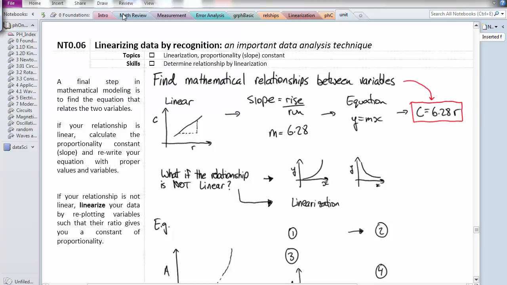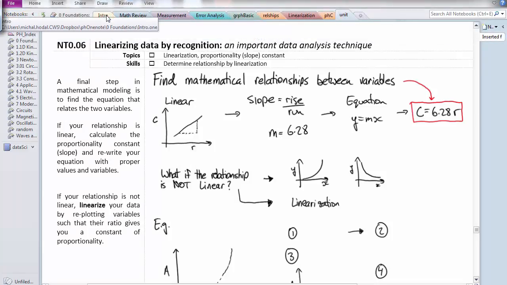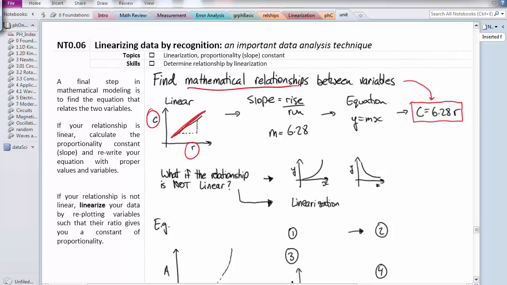Okay, in this cast, we're going to learn how to linearize data through recognition. Before, we've already seen how to get a mathematical relationship for data that's linear. So if we have circumference and radius, if you plot the data, it's going to form a straight line, and we know by using the slope rise over run formula, we can get the equation and then get the mathematical relationship.